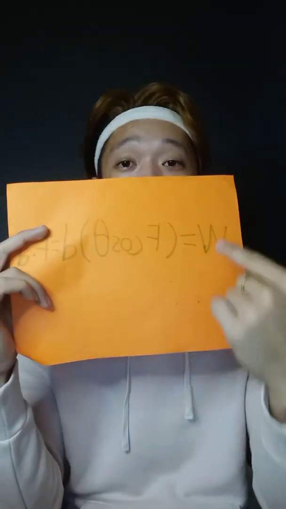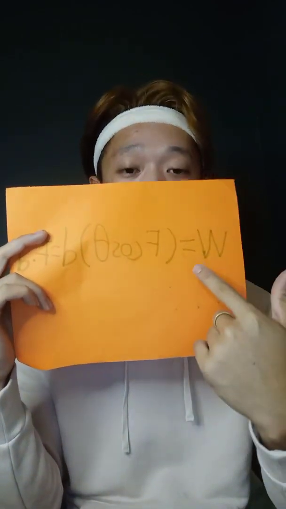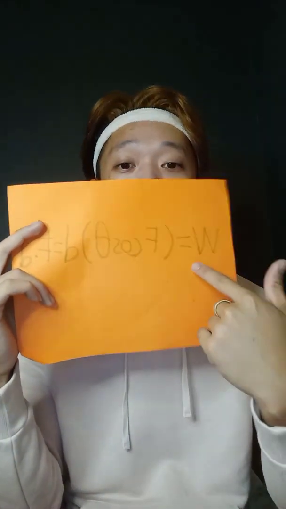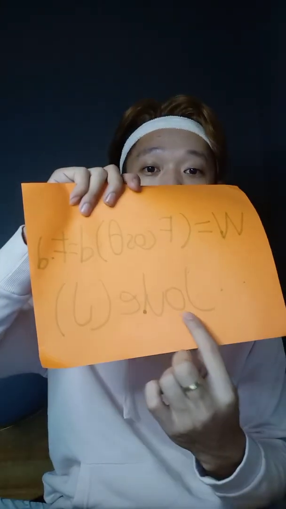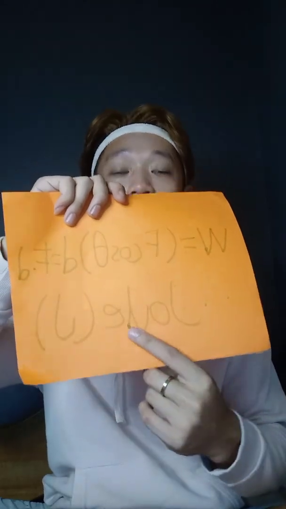W represents the work done by the force. F is the force. d is the displacement caused by the force. Theta is the angle between the force vector and the displacement vector. What is the unit of work? The SI unit of work is the joule, with the symbol J, which is defined as the work done by a force of 1 newton in moving an object a distance of 1 meter in the direction of the force.